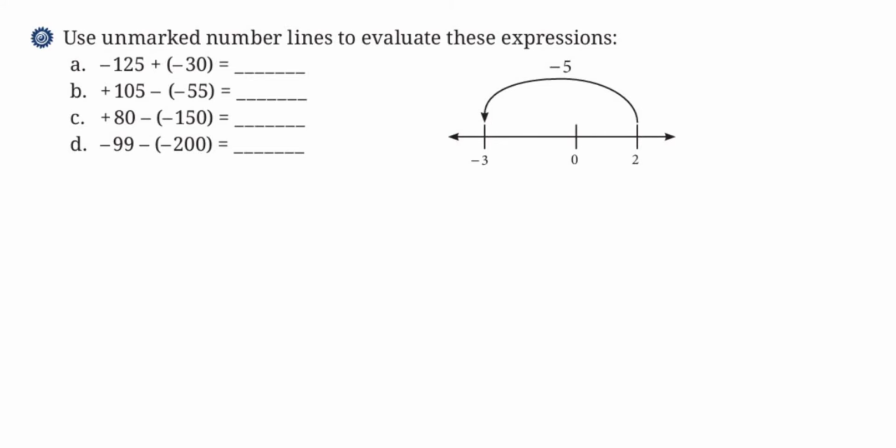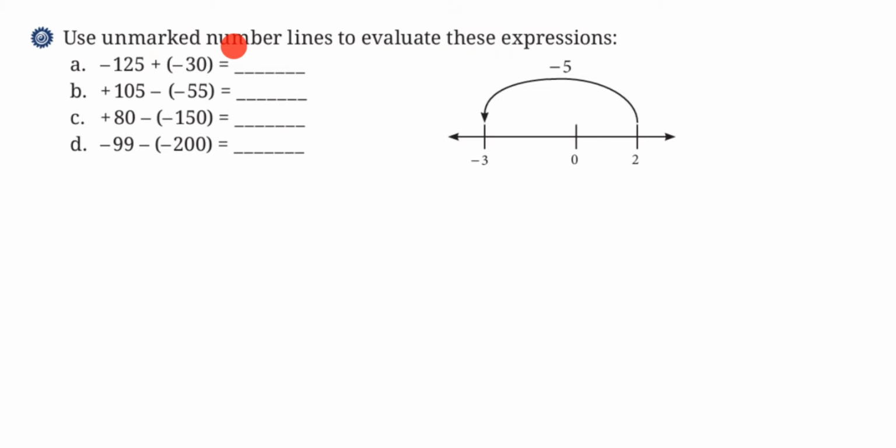Hey everyone, here's a question from the other side of 0, which is the 10th chapter of class 6 and is based on the new syllabus Ganita Prakash. And here's a question which is based on the number line. The question is, use unmarked number line to evaluate this expression. So we have to find the answer and we don't have to actually draw the number line, but an unmarked number line. So we have to just put the numbers on the line and find the answer.